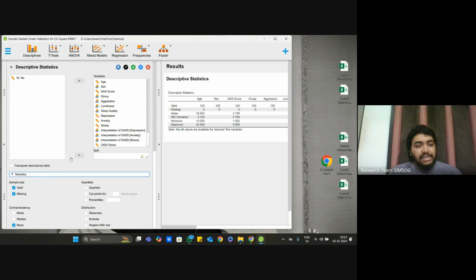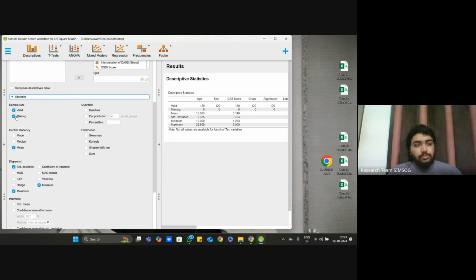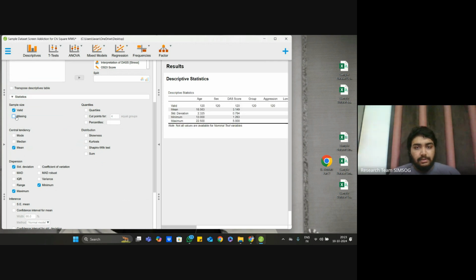Now in statistics, if you want to remove the missing, the results will be shown here, and you can adjust whatever you want to skip. Of course for sex, which is qualitative, they won't give a mean because it's not possible to calculate that.